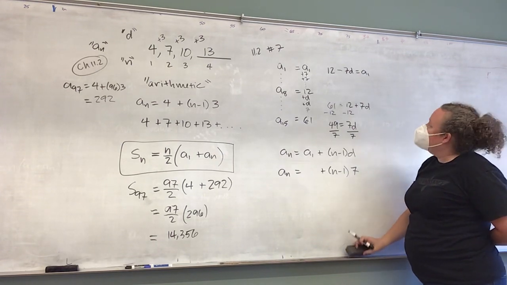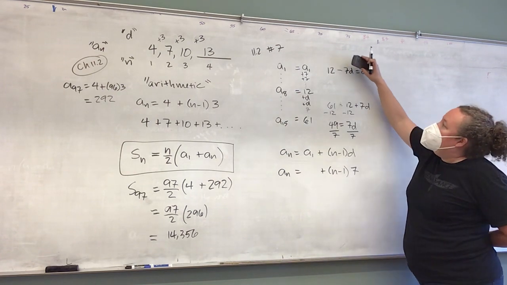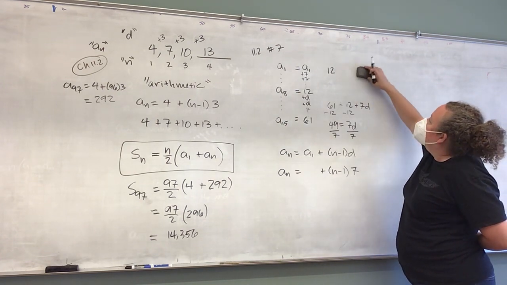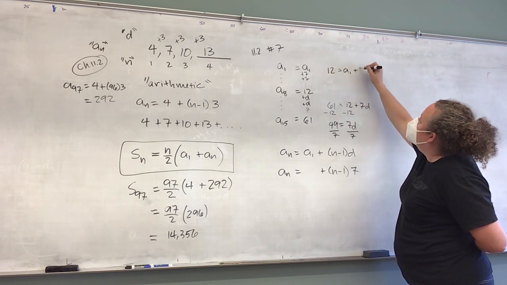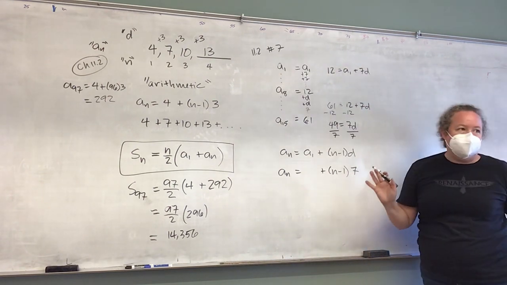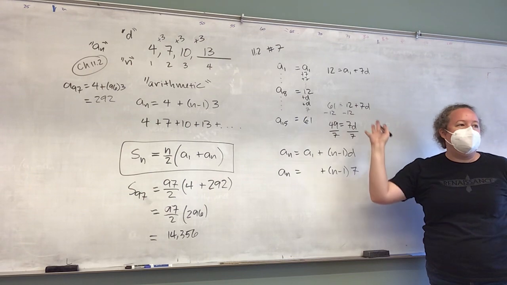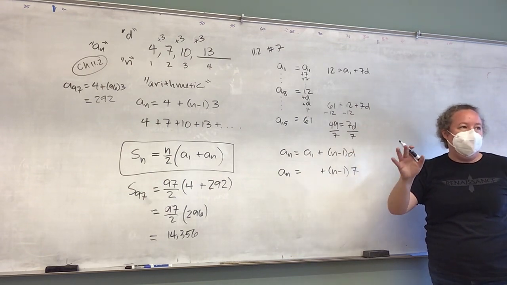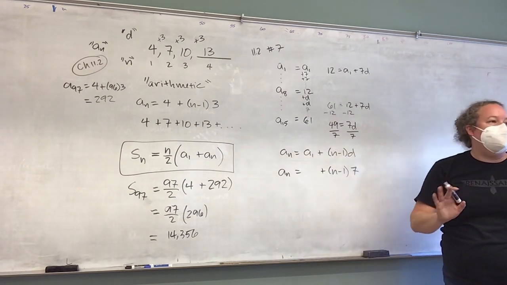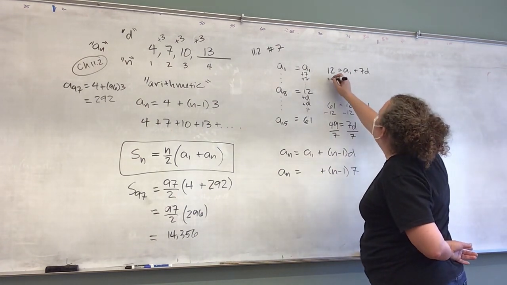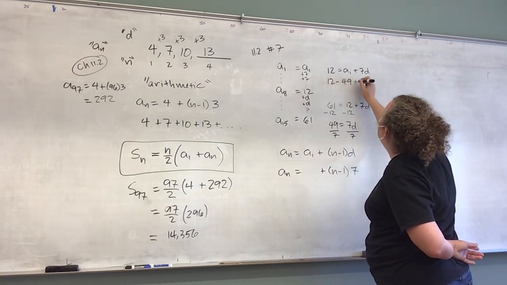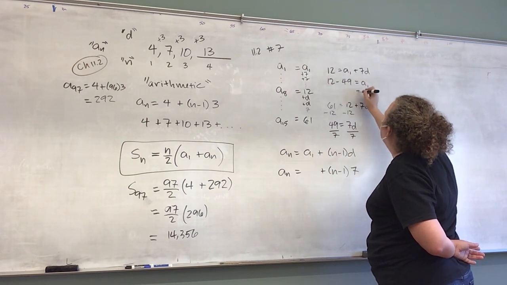I feel like this is a restatement. I mean, this may be splitting hairs. I may want to start out by saying 12 is equal to A sub 1 plus 7d, and then do that subtraction. But it's the same thing. It's splitting hairs. And so it's going to be 12 minus 49 equals A sub 1.